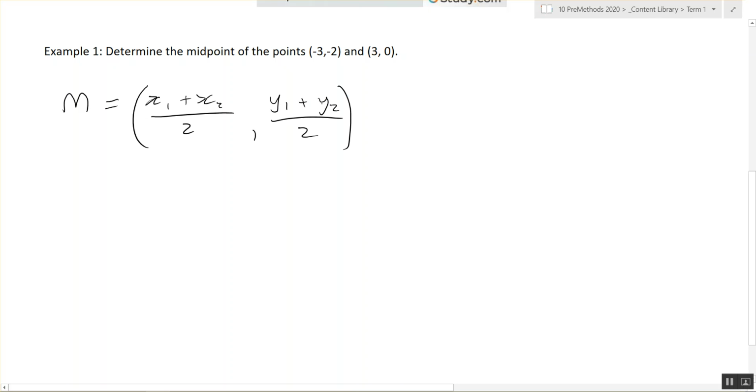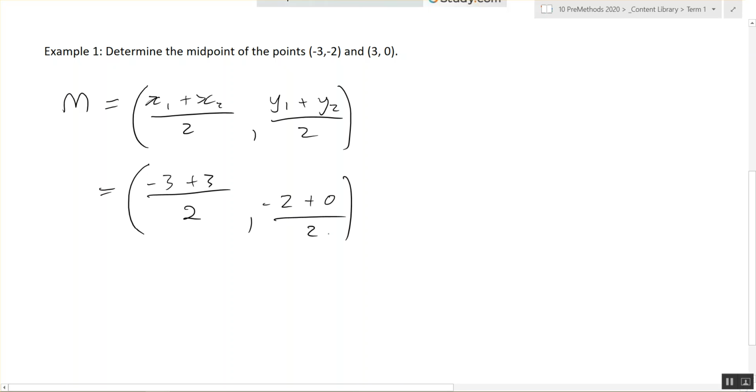So it doesn't matter which y goes first, actually, as long as you pick the y, which is always the second number in the point. So find the averages. So x1 plus x2, negative 3 plus 3 divided by 2. y1 plus y2, negative 2 plus 0 divided by 2.